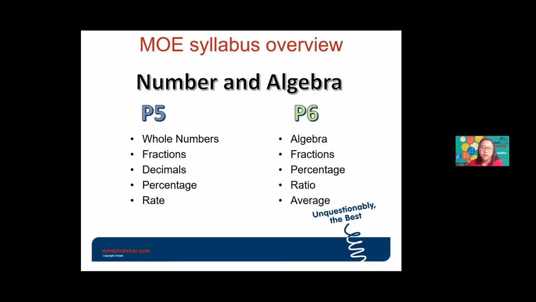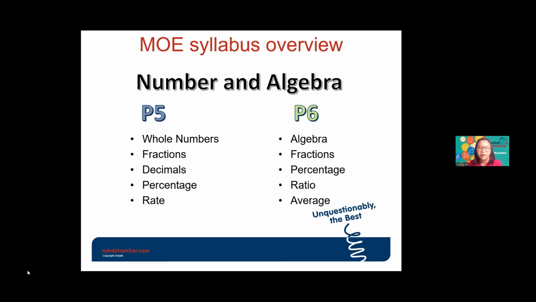Six. That's just a new thing that you're going to learn, which is algebra. But don't worry, the algebra in primary school is very basic, very foundational. You do not need to learn anything too complicated about algebra until you go to secondary school. In primary six, the algebra is probably just 3 to 5% of the whole PSLE paper. Then again, we're going to work on fractions, more on percentage and ratio and average. So you'll learn about ratio and average in primary six.